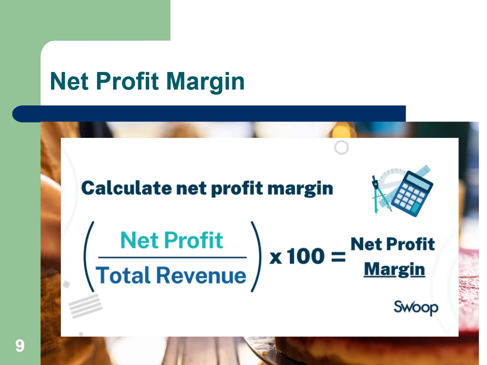Understanding the net profit margin gives us deeper insights into a company's operational efficiency. A higher net profit margin indicates a more profitable company that has better control over its costs compared to its competitors.